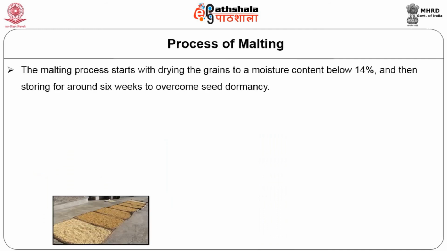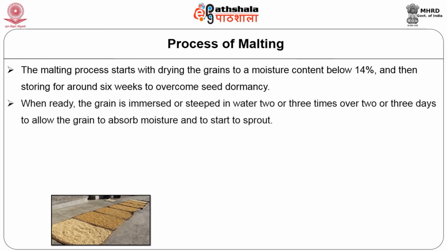The malting process starts with drying the grains to a moisture content below 14% and then storing for around 6 weeks to overcome seed dormancy. What is seed dormancy? Every seed does not start to grow. Does the rice you keep in your house grow? No. But sometimes you might find the onion you buy and keep starts to grow. Why? The one which does not grow is called dormant. Only when the conditions are right, like the moisture or the temperature, will it start to grow. That is exactly what they are doing here in malting.